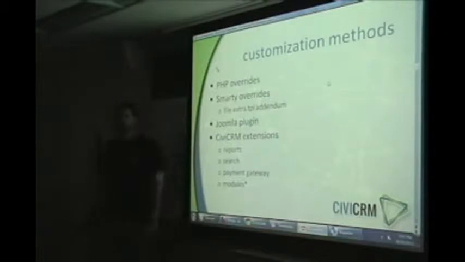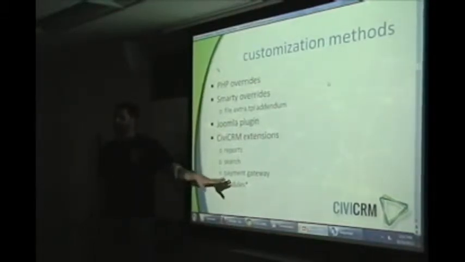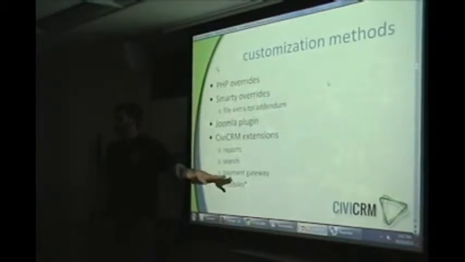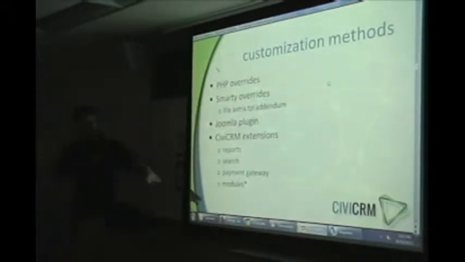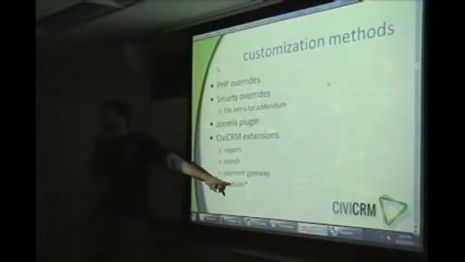So Civi extensions right now can be reports, custom searches, payment gateways, or what they call modules. I'm lobbying to have this named a Civi extension or something like that, because modules mean something specific in the Joomla world, and something specific in the Drupal world. I don't like that term because it can be confusing. But it is just a generic extension. You can use it to do just about anything. You can basically throw a bunch of customizations in, stick it in this module, and run with it. And we'll do one of those later.